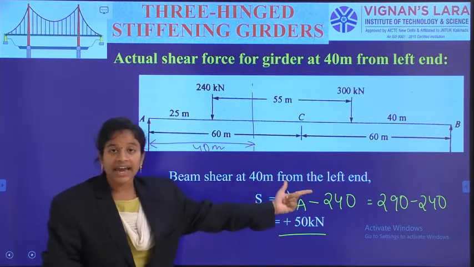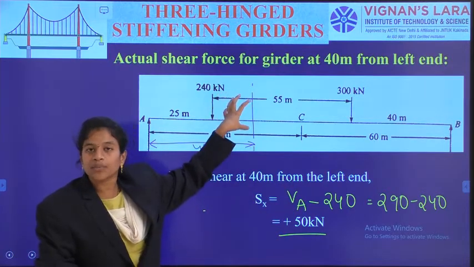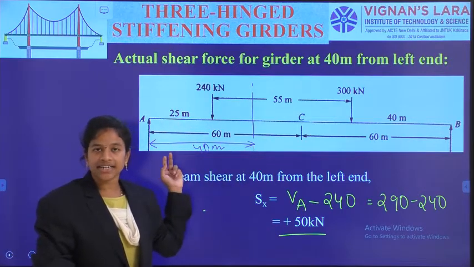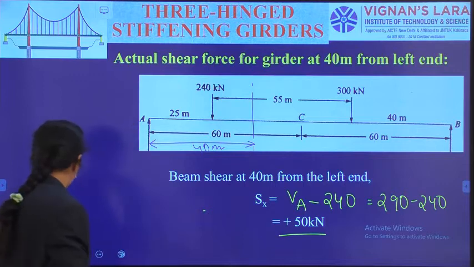See here VA and VB. In this case, what is the support reaction, not the original beam. For this girder, what is the support reaction that I am involving? Okay. And then tan theta.